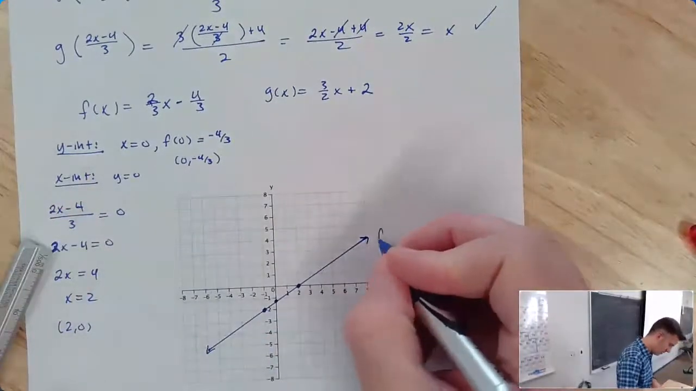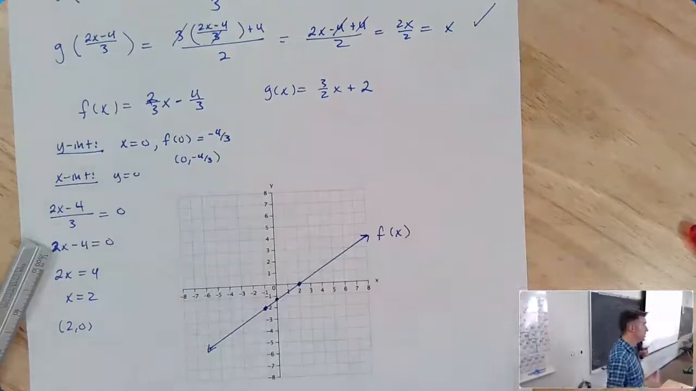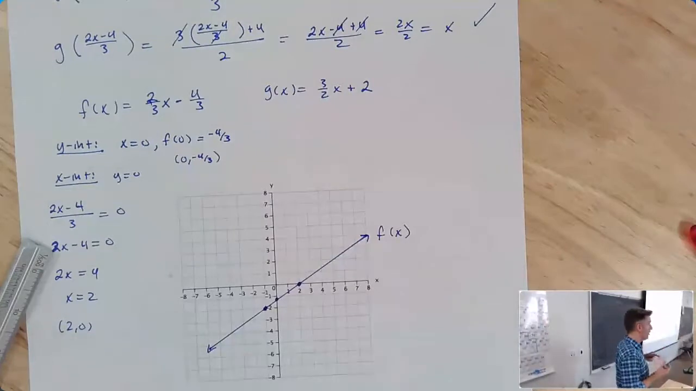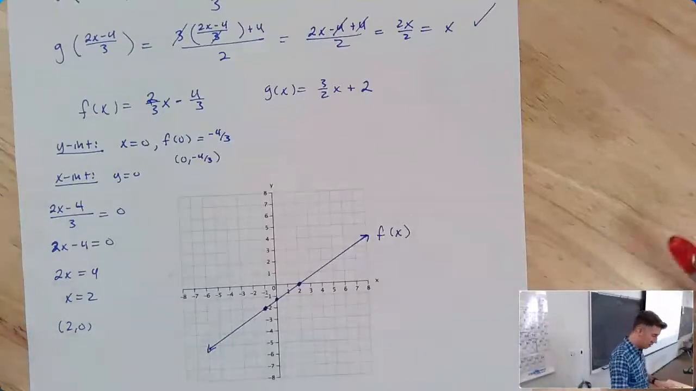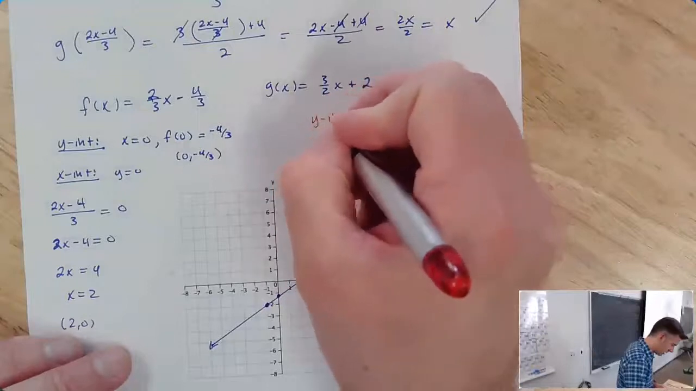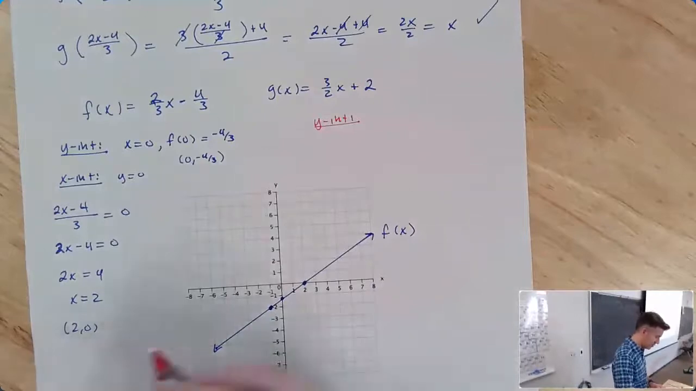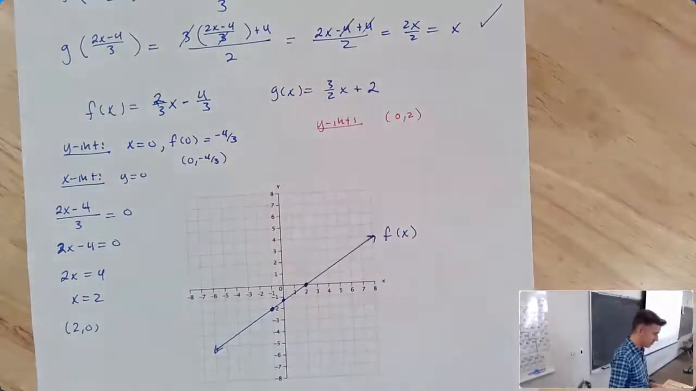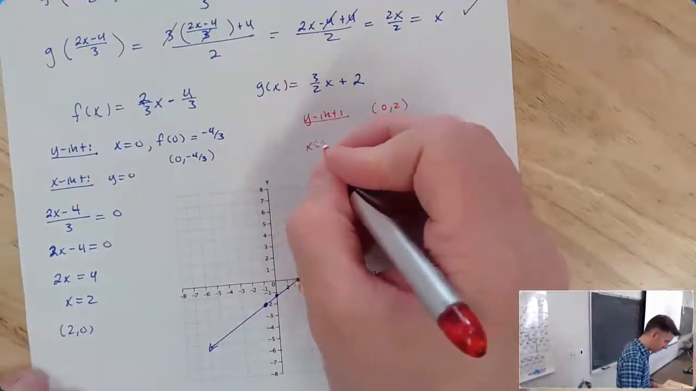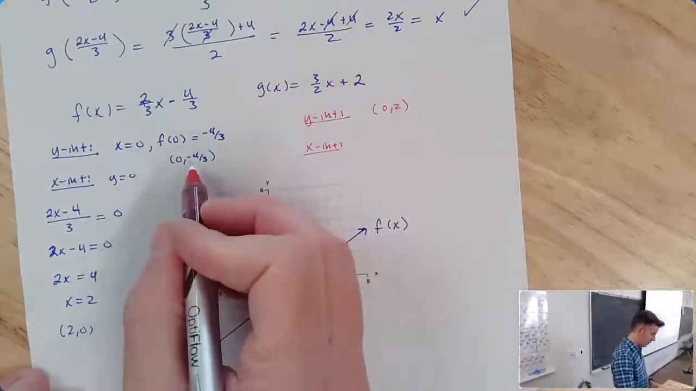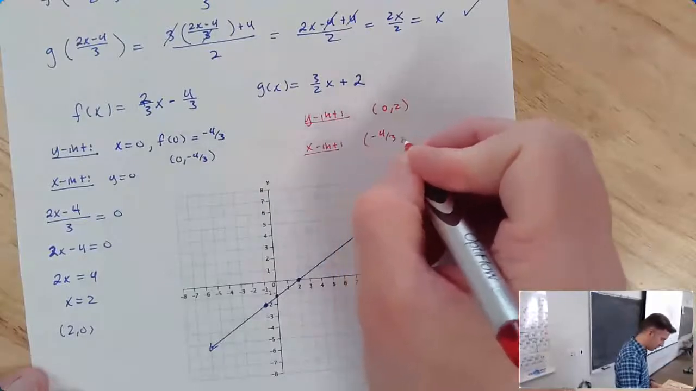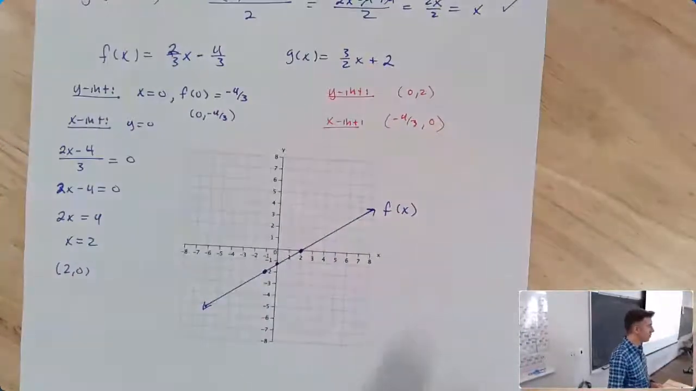Okay, so here's something that's nice to know. We know these functions are inverses, meaning all their x and y values should interchange. So I don't really need to go through the work of finding the x and y intercepts for g of x because I already know them. For g of x, the y-intercept should be the same as the x-intercept for f of x. So my y-intercept should be, instead of 2, 0, 0, 2. And for g of x, my x-intercept, instead of being 0, -4/3, should be -4/3, 0. It's useful when it comes to graphing these things.